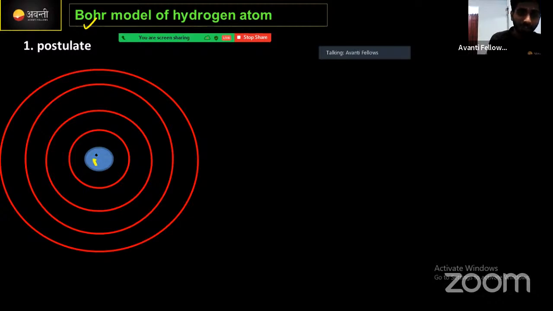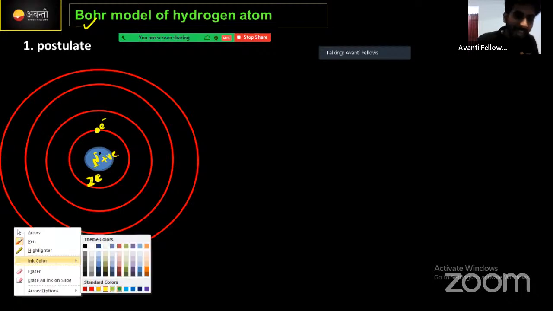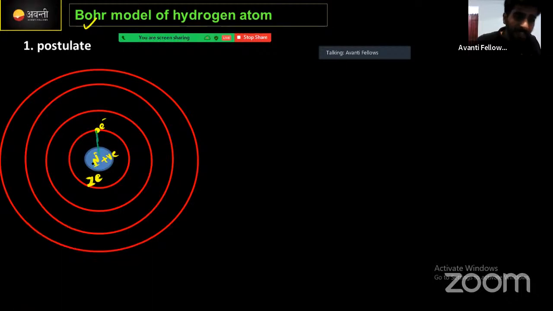This is a nucleus. The entire positive charge will be present here, and the nucleus is represented by Z, where Z is the charge number and e is the charge. If any electron is revolving around the nucleus, it has one fixed orbit. He tells us the first point is that it has a fixed orbit. Fixed orbit means it is at one fixed distance from the nucleus, like this. It is not visible.